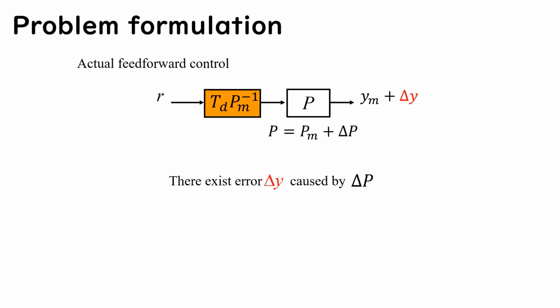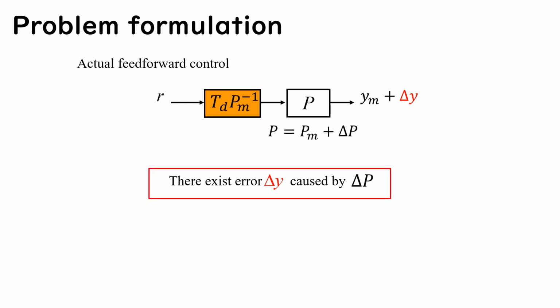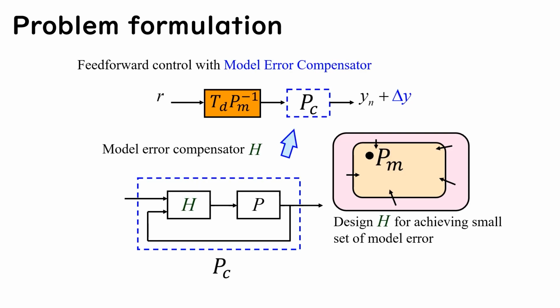When we consider feed-forward control for the plant P, this block diagram shows the input-output relation. TD is the desired transfer function and the output is given by Ym plus delta Y. There exists an error delta Y caused by delta P. In our framework, feed-forward control with the model error compensator is given like this. The model error compensator compensates the negative effect of delta Y. We design H for achieving a small model error and a small delta Y.